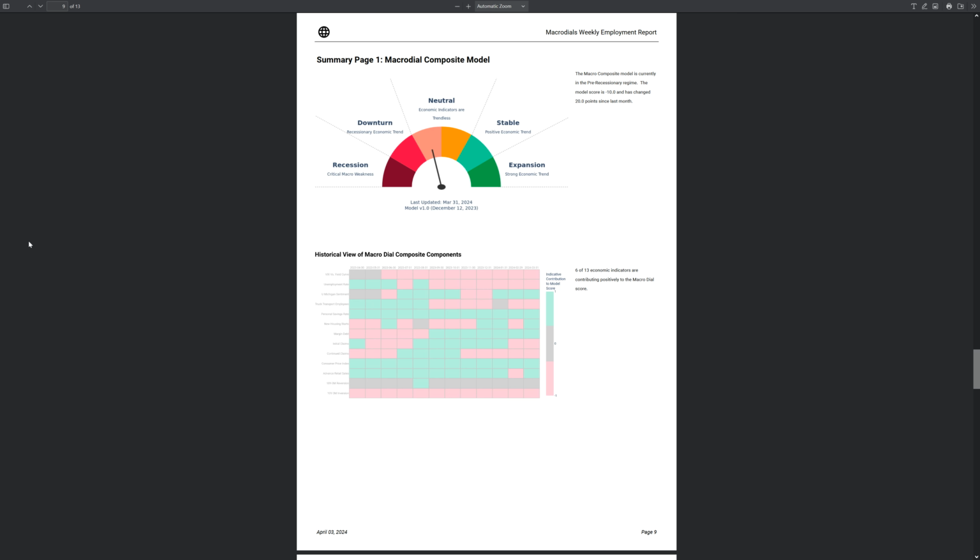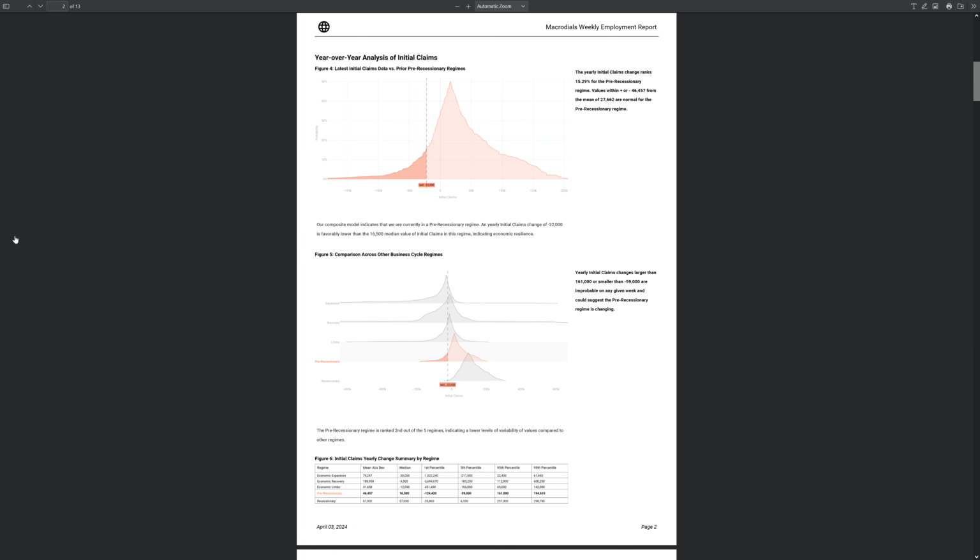This segmented approach is beneficial because it illustrates how specific employment data sets can display distinct characteristics depending on the economic environment. By comparing the latest employment data releases to past releases during similar business cycle regimes, investors can better identify potential shifts in the economic landscape.